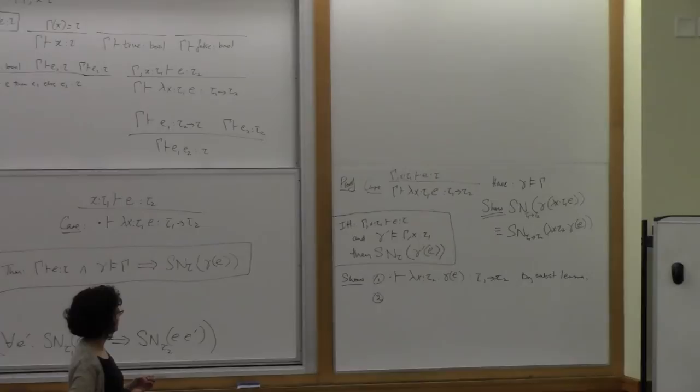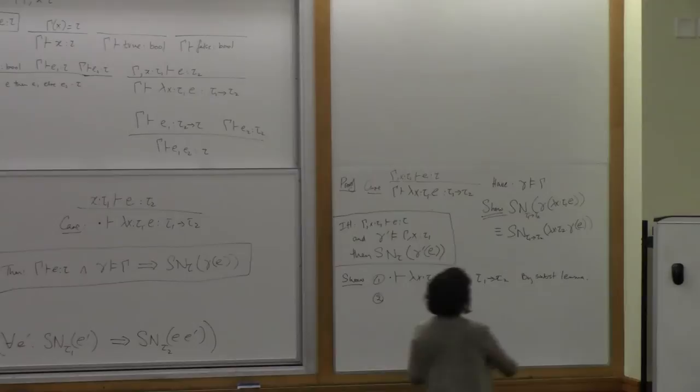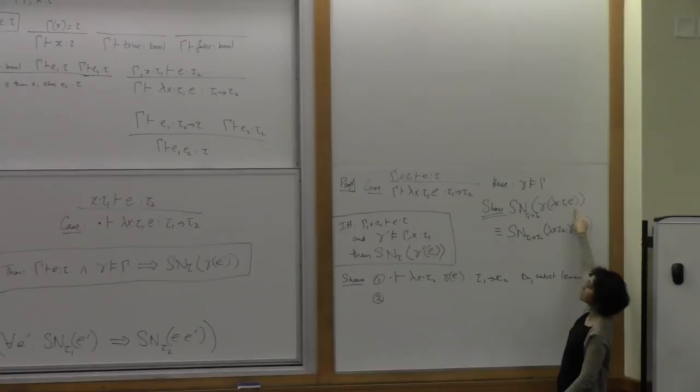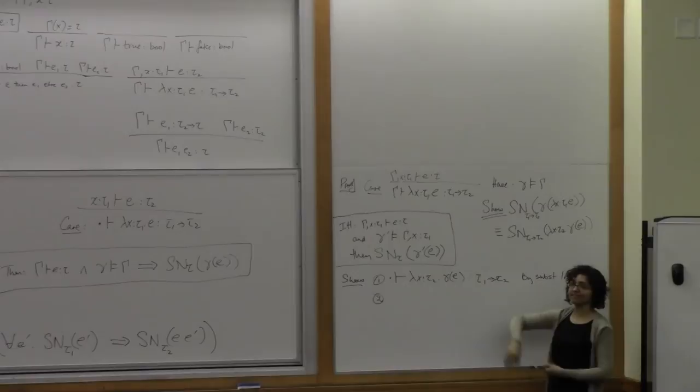Okay, in terms of literally applying that fact, yes, you're right. Literally, I should be applying it to this one, right here. Does everyone see that? If you match it up, the substitution lemma tells me that gamma applied to this lambda is well typed, and then I have to say that I can push the gamma in.